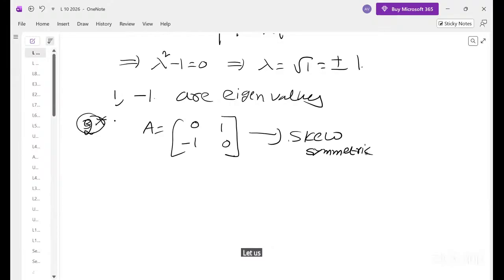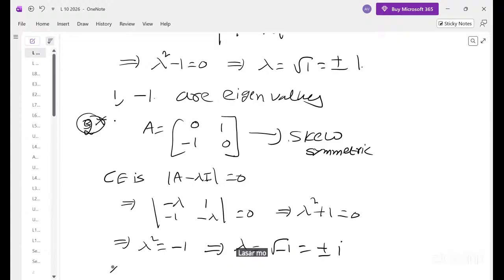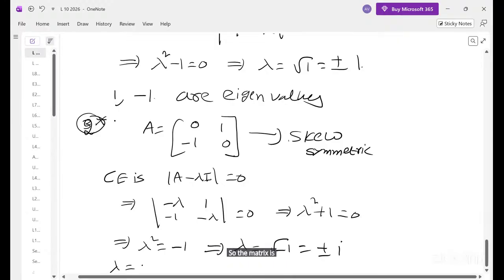Let us find the eigenvalues. The characteristic equation is determinant of A minus lambda I equal to 0. Subtract lambda from the diagonal elements: minus lambda, 1, minus 1, minus lambda, which implies lambda square plus 1 is 0. So lambda square is minus 1, and lambda is plus or minus i. This is a real matrix, but the eigenvalues are complex.